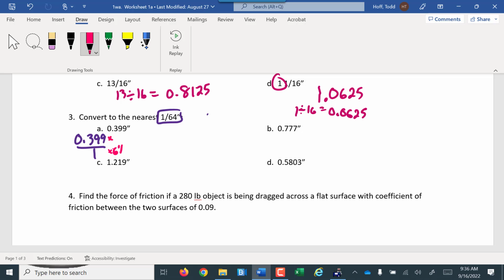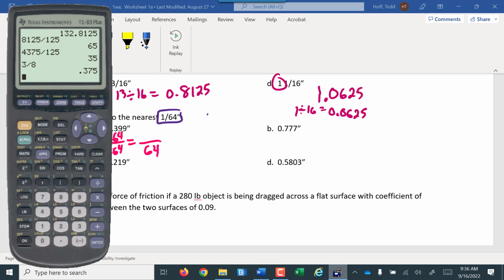You got it. Times 64 over 64. Technically, that 64 over 64 is equal to 1. So what we're doing is a conversion here. We're changing the appearance, but not the value. So 1 times 64 is 64. The 0.399 times 64 gives us 25.5. Really, all I need is the first digit after the decimal there.